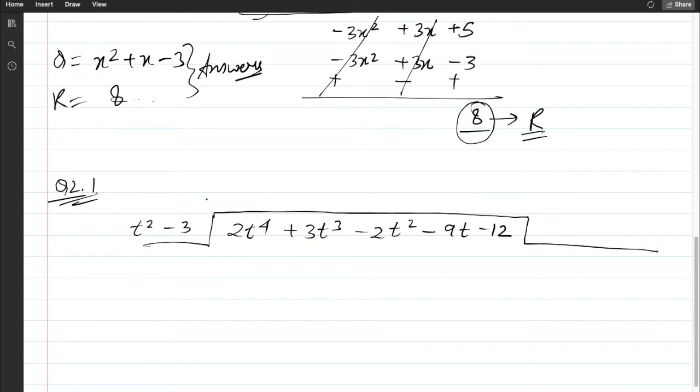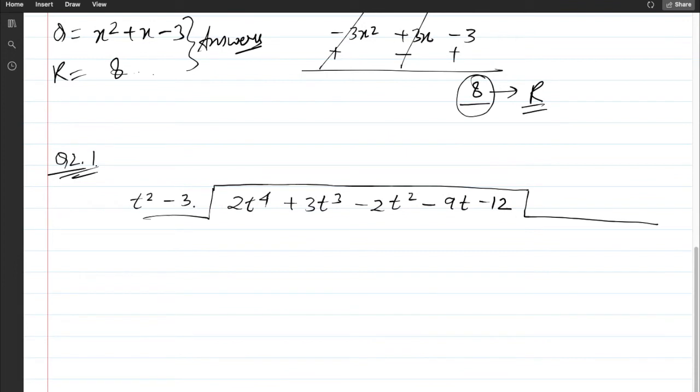All right, so my first technique was that I need to multiply this smaller expression with something in such a way that its first term becomes equal to the first term of this bigger expression. So to make t^2 equal to 2t^4, I need to multiply it with 2t^2, and the first term will be 2t^4. The second term over here is minus 3, and minus 3 multiplied by 2t^2 will give me minus 6t^2, which can be kept below like this.